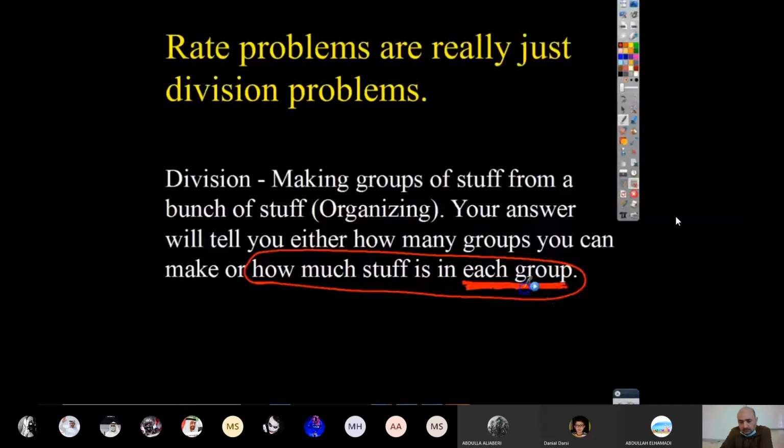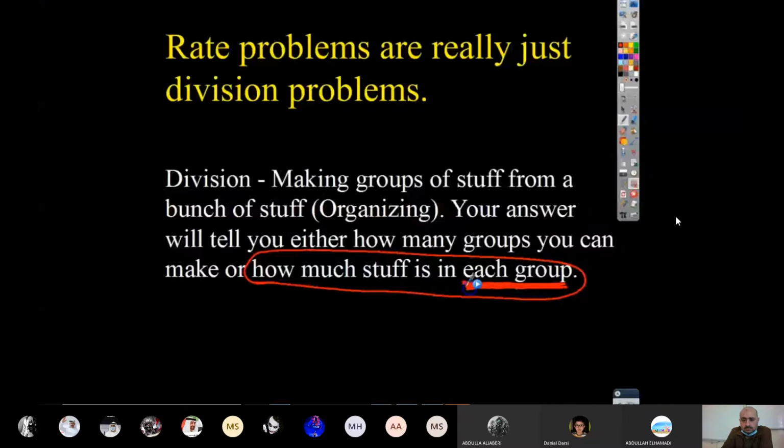So typically when you have a rate problem, you're going to know the total amount of stuff, which will be in one unit. And then you're going to know the number of groups, which is going to be a different unit, okay? Then you divide those to figure out how much stuff is in each group, or one of those groups. So let's go back to the passenger problem.